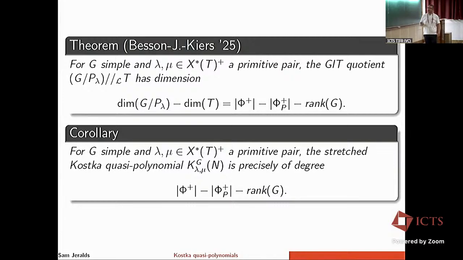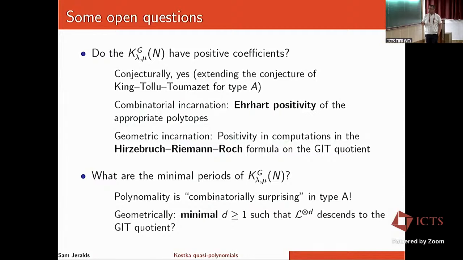Okay, so the last few things that I want to say are just some open questions. The first: does it have positive coefficients? Conjecturally, yes. I'm making that conjecture basically now. I don't think anyone has ever really written it down. But in our computational examples, we have a lot of examples in type B, C, D, F, G, you see very interesting patterns in the coefficients.